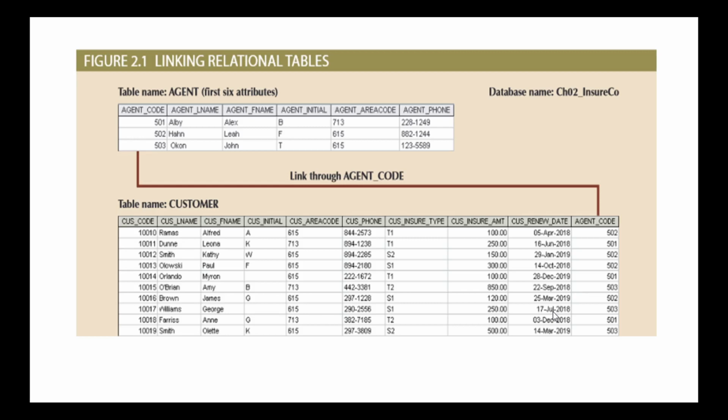Coming to the agent table, what we have are the attributes agent code, agent last name, agent first name, agent initial, agent area code, agent phone number also. Agents 501, 502, 503 are there. In the customer table, what we have: customer code, customer last name, customer first name, initial, like that, and agent code. This is the common attribute between the agent table and the customer table. In the agent table, agent code is a primary key. In the customer table, agent code is a foreign key.